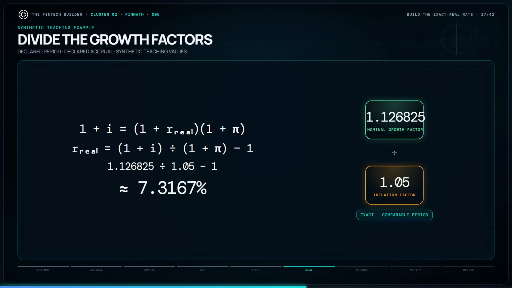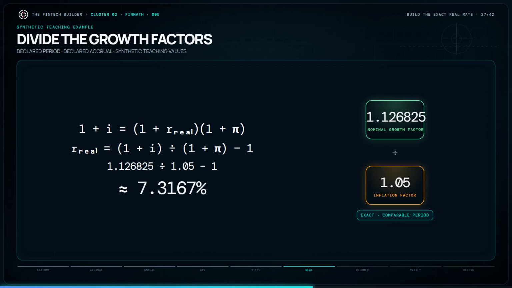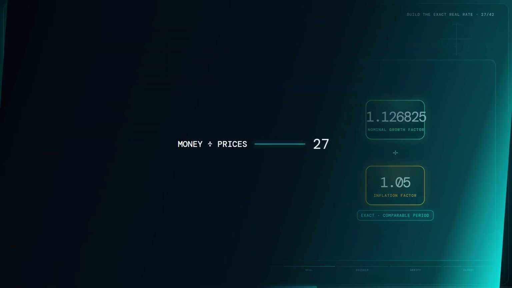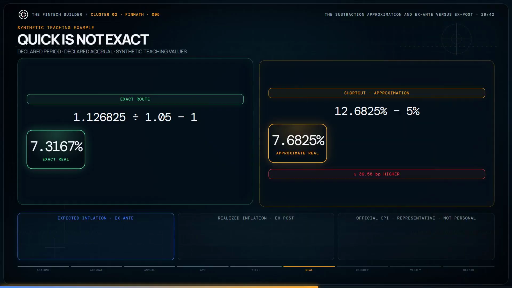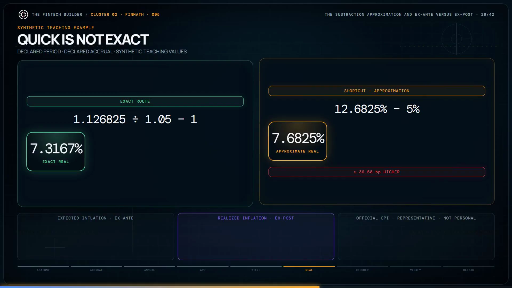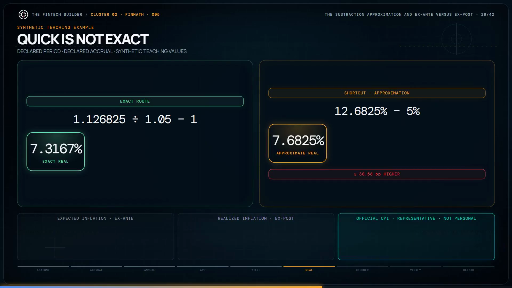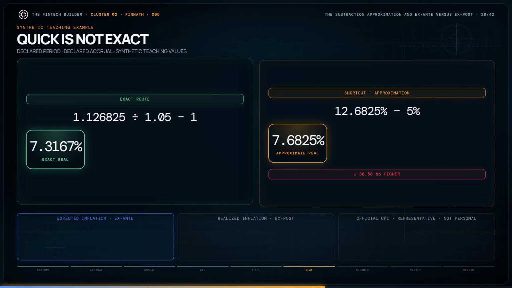For an exact discrete comparison, divide the nominal growth factor by the inflation growth factor, then subtract 1. 1 plus the effective nominal rate is 1.126825. 1 plus 5% inflation is 1.05. Divide those factors and subtract 1. The exact real result is approximately 7.3167%. A common shortcut subtracts inflation from the nominal rate. 12.6825 minus 5 equals 7.6825%. That is an approximation, not the exact result. Here it is about 36.6 basis points higher than the exact real rate.